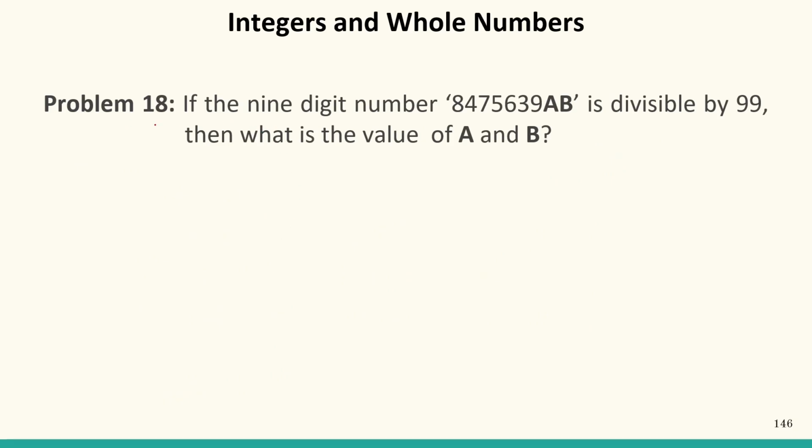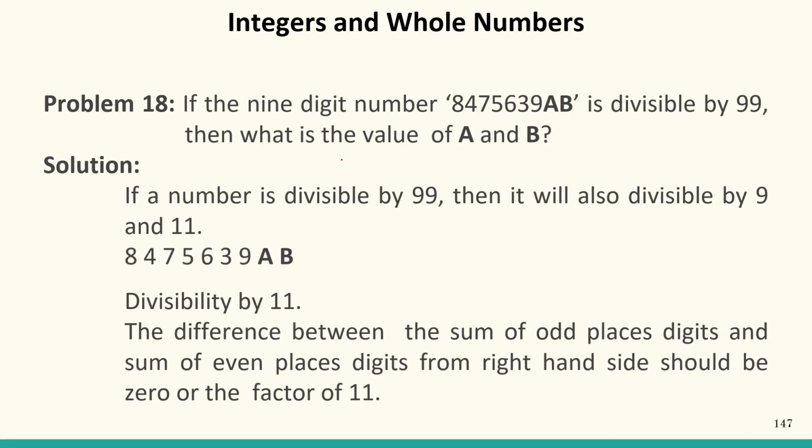So let's go forward with rule number 18. So if the 9-digit number, that is 847563 9ab, is actually divisible by 99, then what is the value of a and b? So if a number is divisible by 99, then it will also be divisible by 9 and 11. So 8, 4, 7, 5, 6, 3, 9, a, b. So this is divisible by 11. So the difference between the sum of odd places digits and sum of even places digits from right hand side should be 0 or a factor of 11.